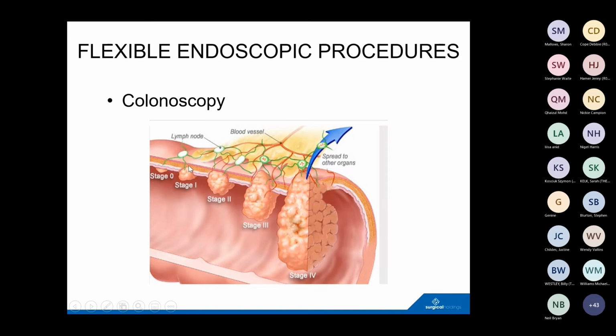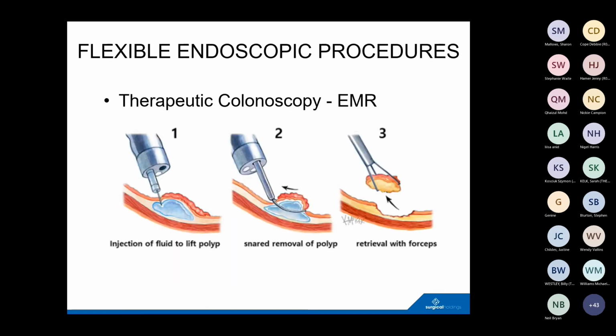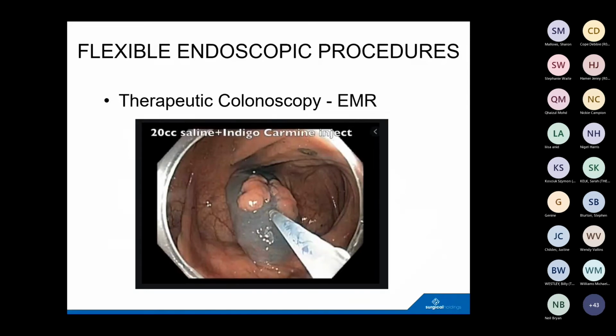And then you could actually take it out if it's at an early stage. And that's done by a thing called EMR, which is endoscopic mucosal resection. How that's done is a needle is put in, injecting fluid with a dye, so you can see it better, to lift the area that you want to take out. You then put a snare around it, use diathermy to take that off, and then you take the tissue away using retrieval forceps.